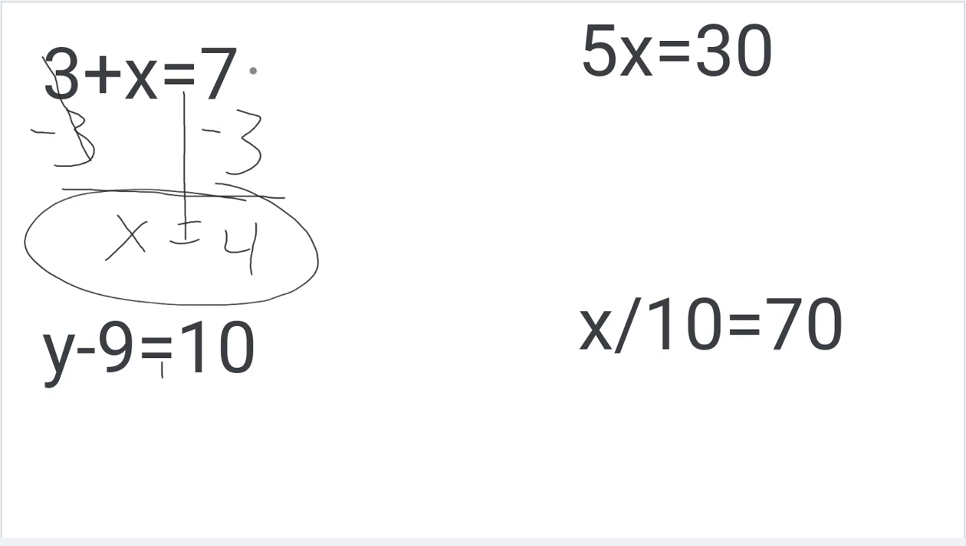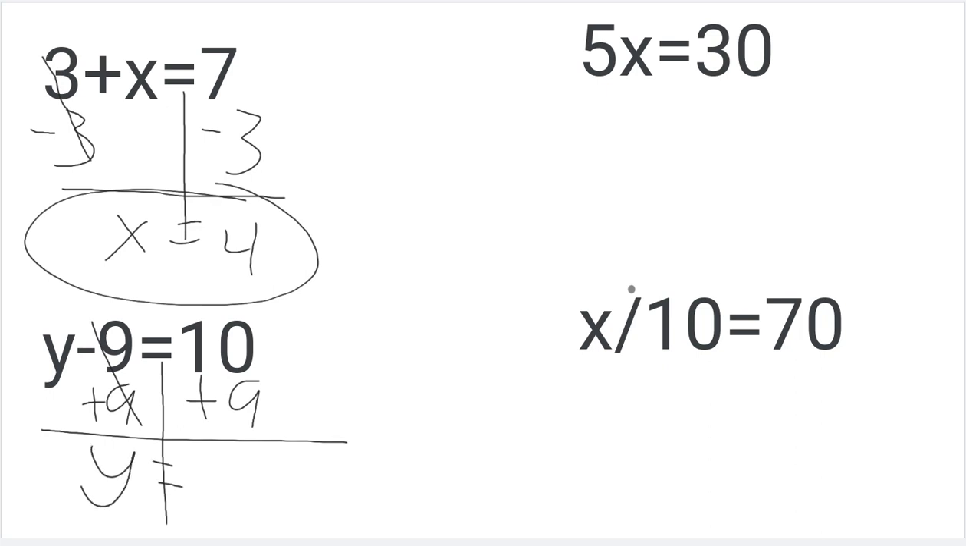So again, I'm going to draw a line down the equal sign. What's happening to the variable is negative. So what I have to do is do plus 9. What I do to one side of the line, I have to do to the other. This cancels. I'm left with y on the other side. And then 10 plus 9 is 19.